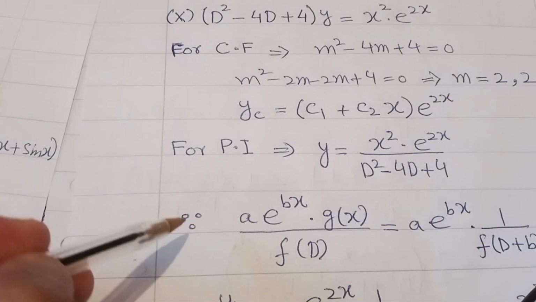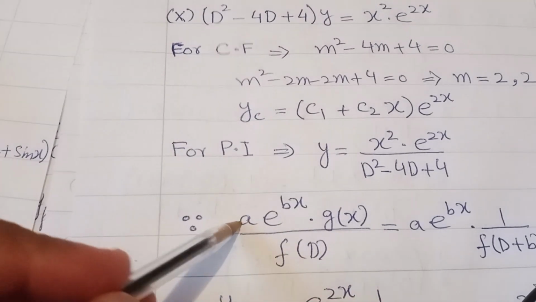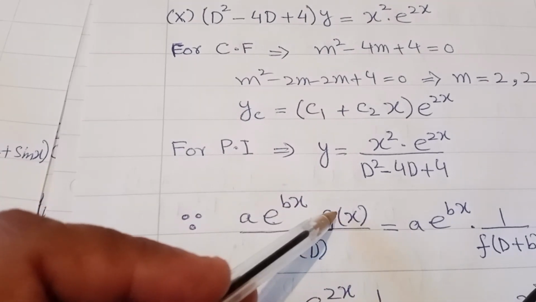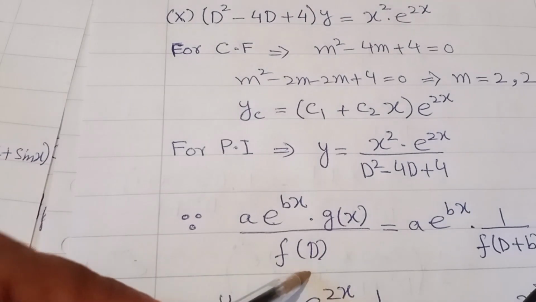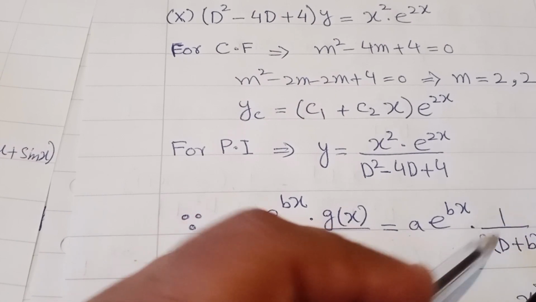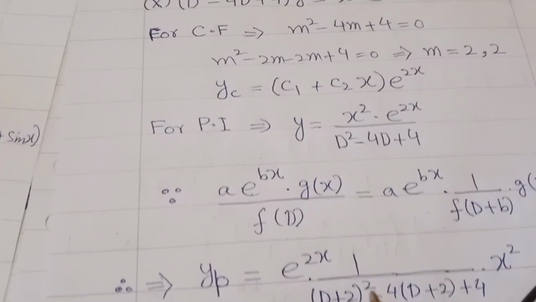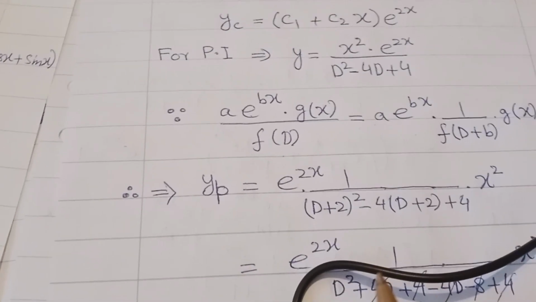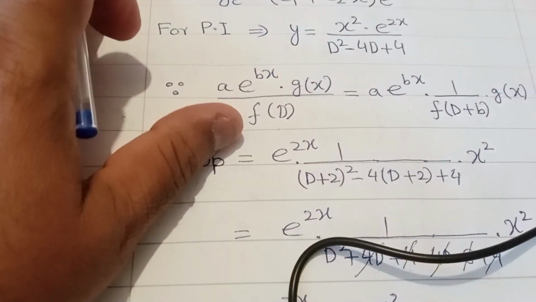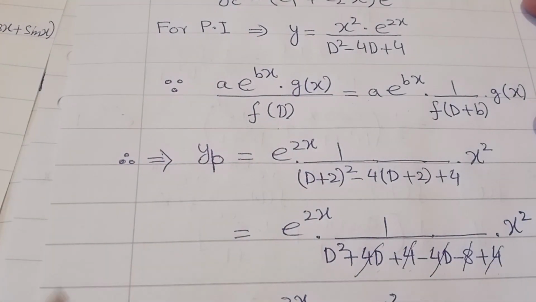What is the formula? When we have a exponential bx into another function g, whole divided by f of d, it can be written as a times exponential bx into 1 upon f of d plus b into g. So what we have to do here, for the function g, is replace d plus b instead of d in the entire function.